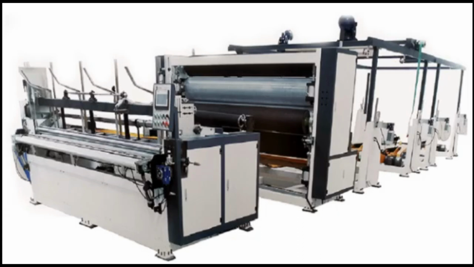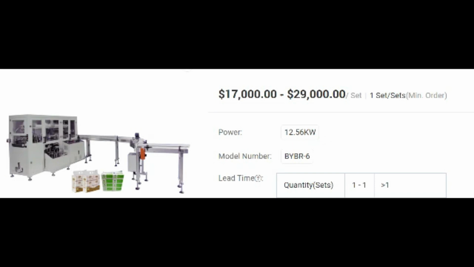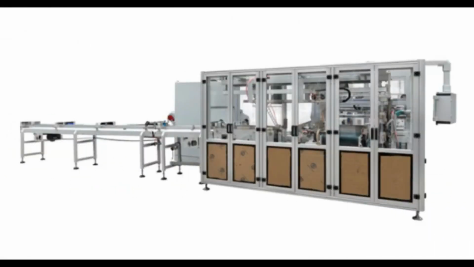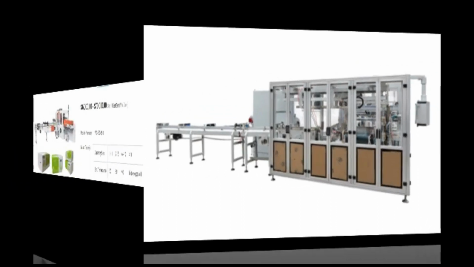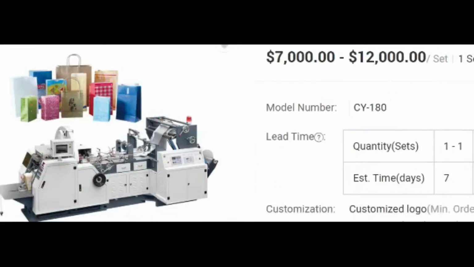Launching a successful tissue paper manufacturing business requires a combination of strategic planning, operational excellence, and effective marketing. By following these steps and staying focused on delivering quality products and exceptional customer service, you can build a thriving business that stands the test of time.